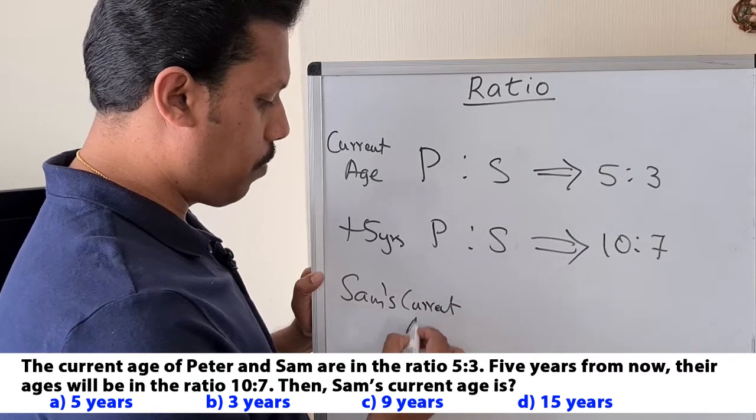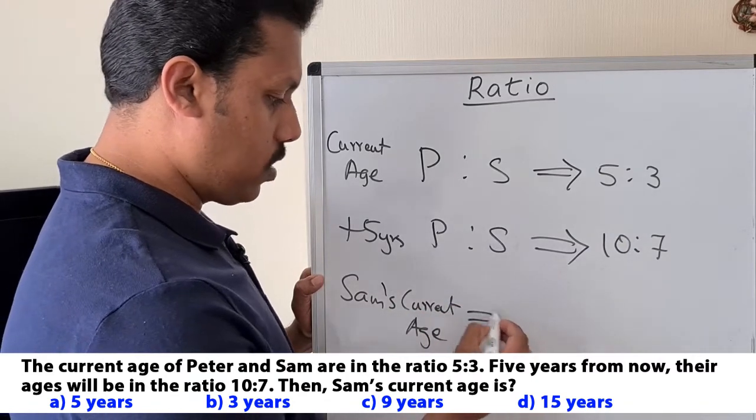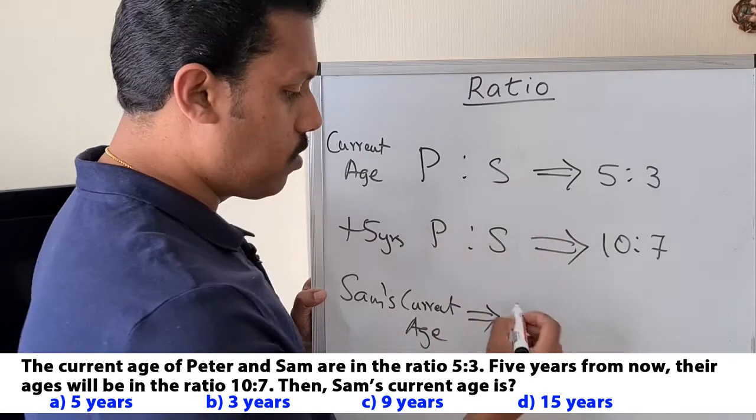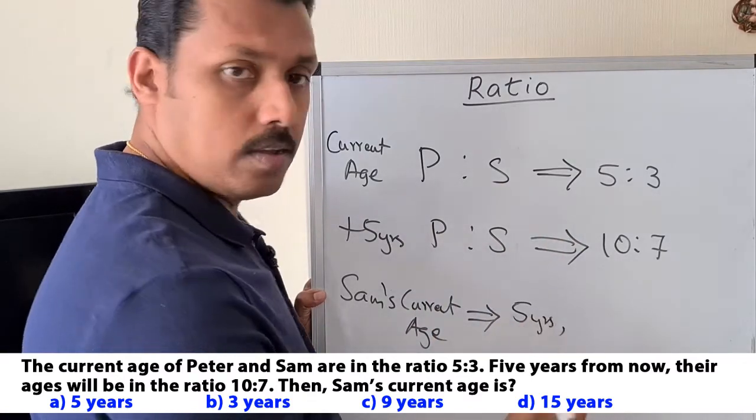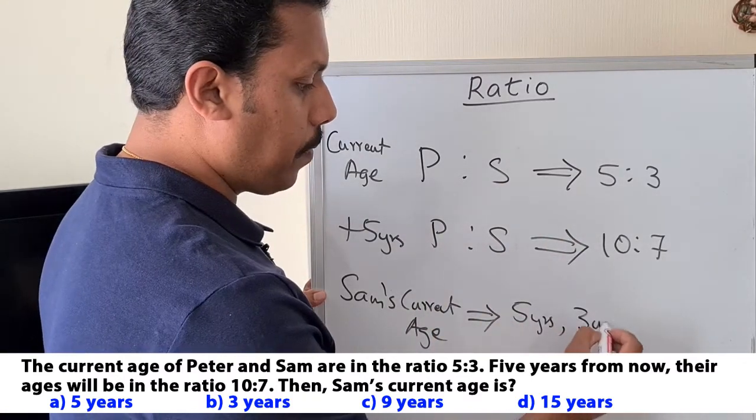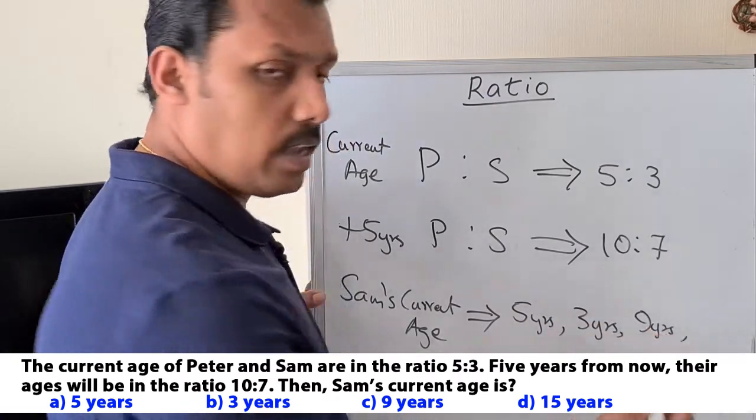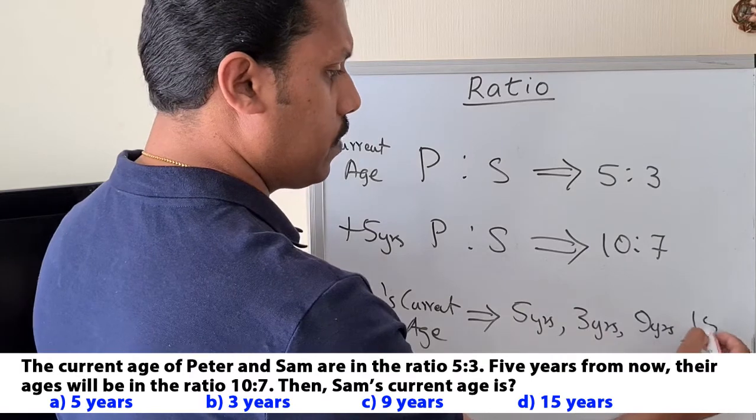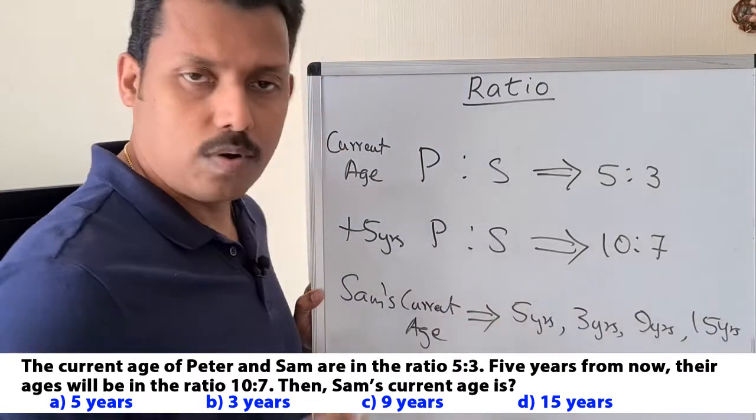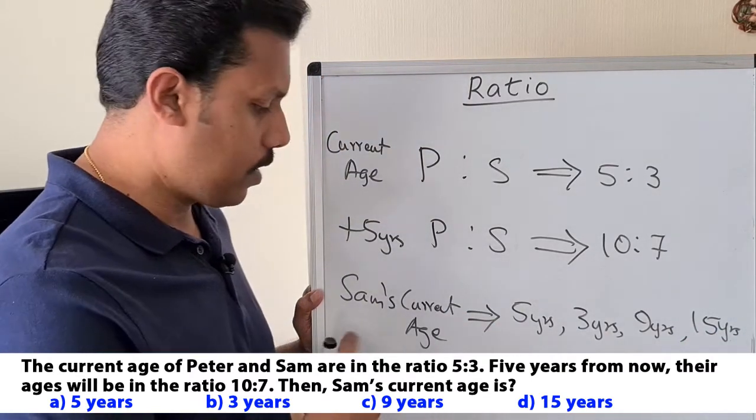That means Sam's present age is what? Four answers are given. I'm going to write it here: 5 years, 3 years, 9 years, and the fourth answer is 15 years. So one of these is your answer. That is Sam's current age.